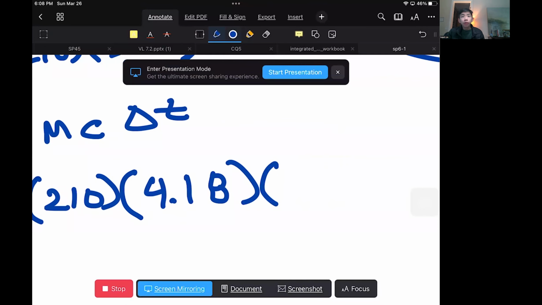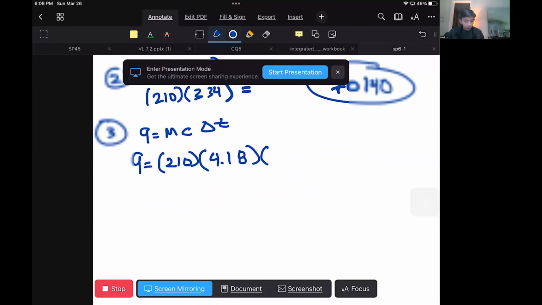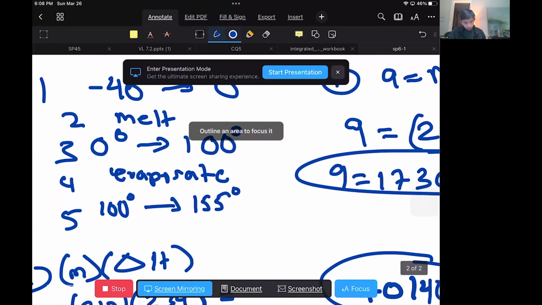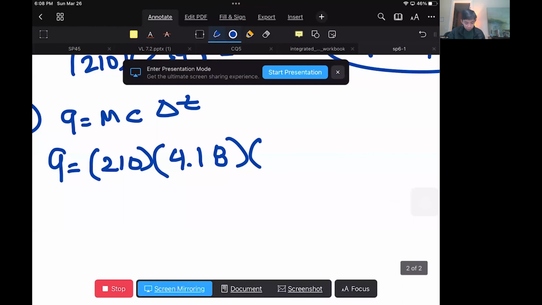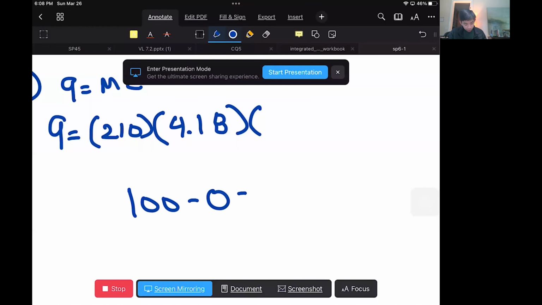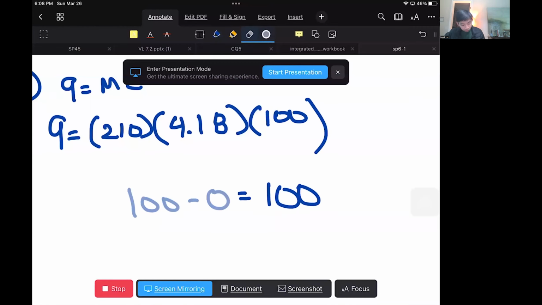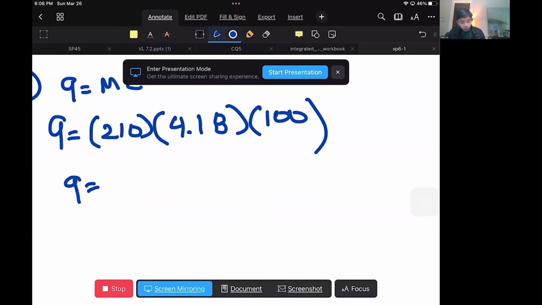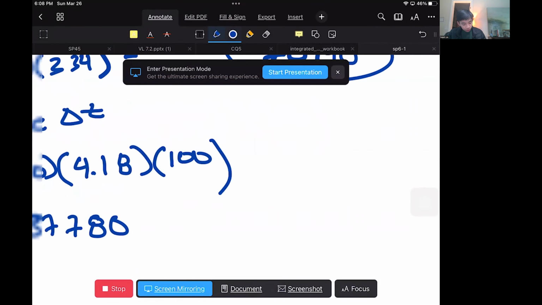And for the temperature change, we're going from 0 to 100, final minus initial. Our 100 degrees Celsius is our final, zero is initial, which gives me 100 degrees. Then we multiply all this out, plug and chug. This is going to give us about 87,780. So cool, this is number 3.